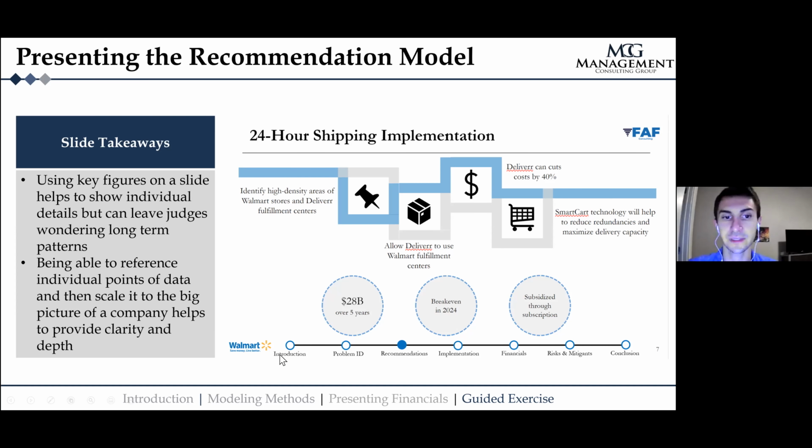So using key figures like that on a slide helps to show different details to the judges. It doesn't really show the long-term patterns, which is what your graphs are going to be, but it's little details like that that are important for them to say, okay, I can understand how much this costs now. I can see that even though it costs so much, you're going to break even a few years after. How are you subsidizing it? Oh, okay, you're doing it through subscription.